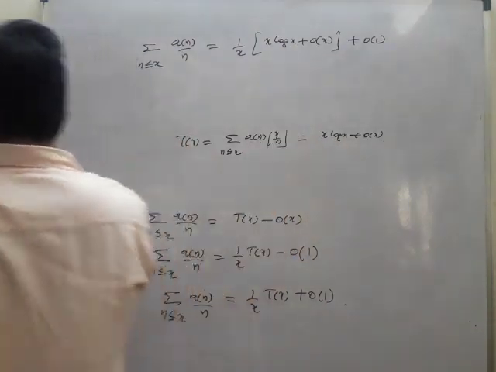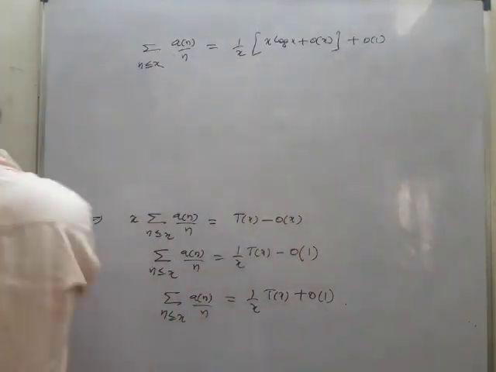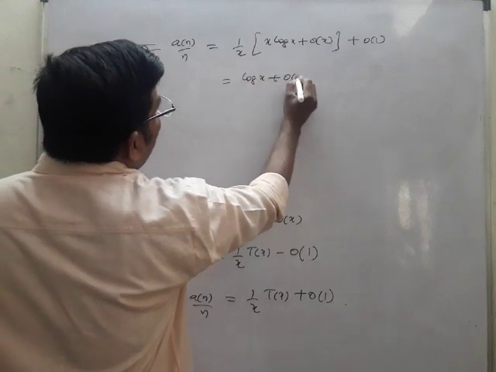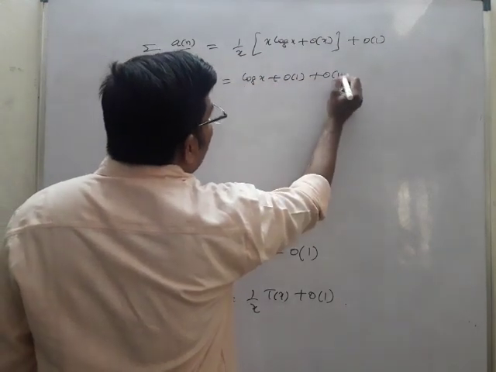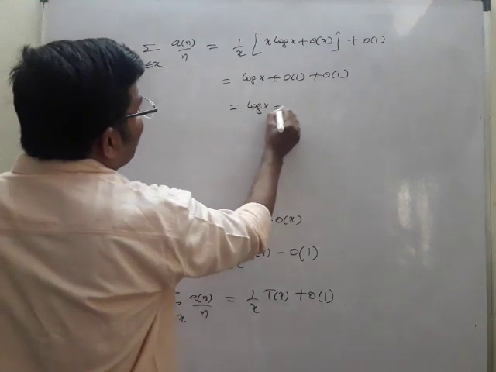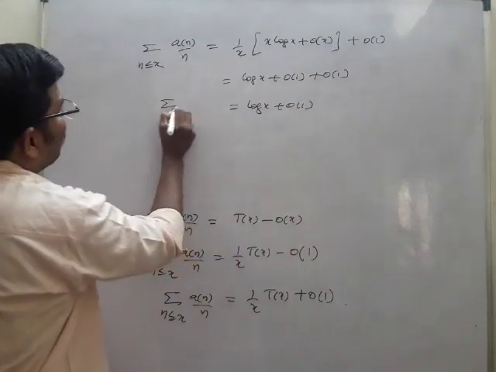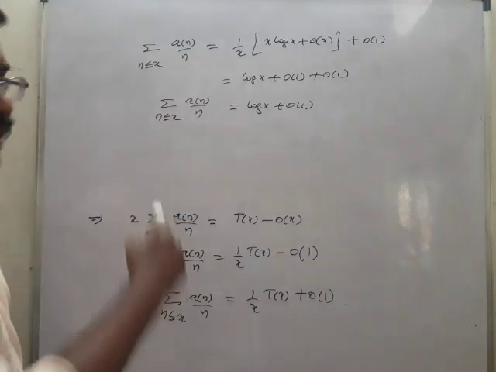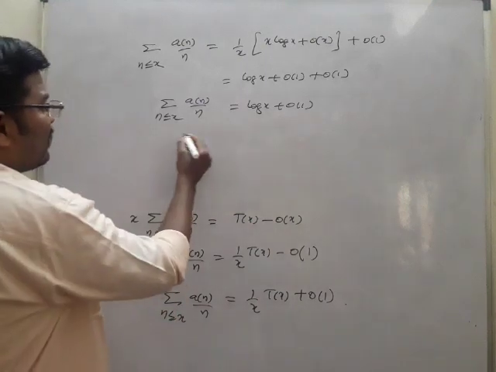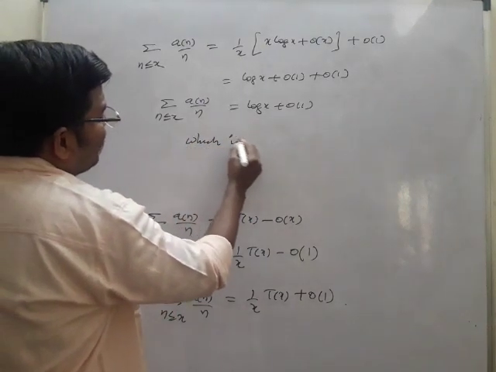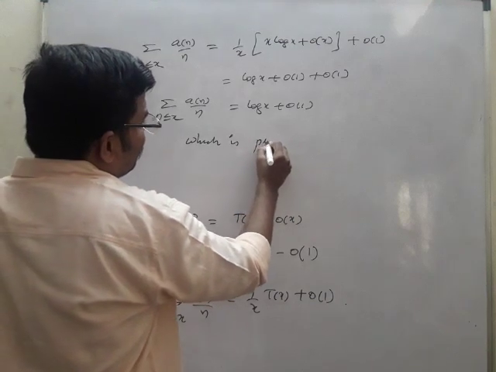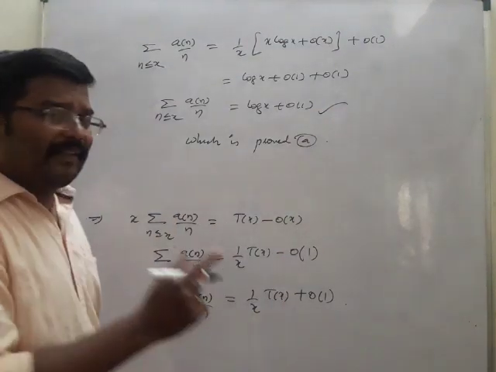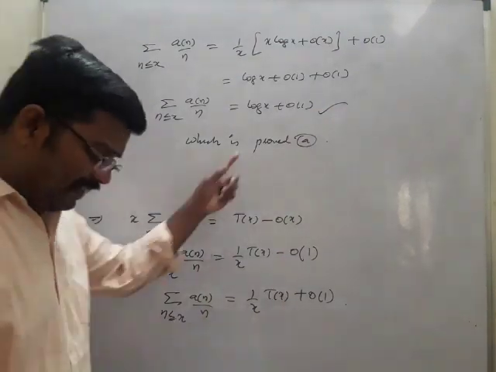Same value I have substituted in the place of T of x. So what do we get here? Here you will be getting log x plus big O of 1, plus again this is big O of 1. So what we got is log x plus big O of 1. So what is that now? Summation n less than or equal to x, a of n by n, which is nothing but a. We have proved a, and we have proved b. So a is nothing but this.